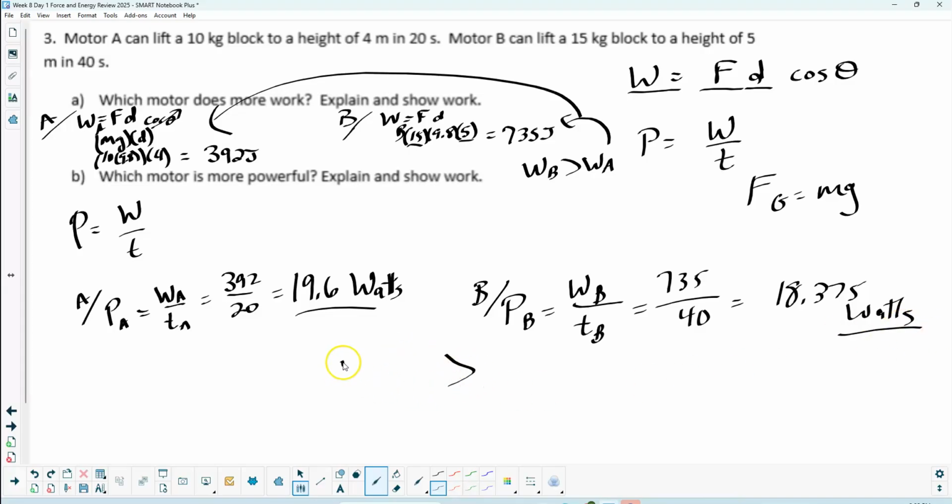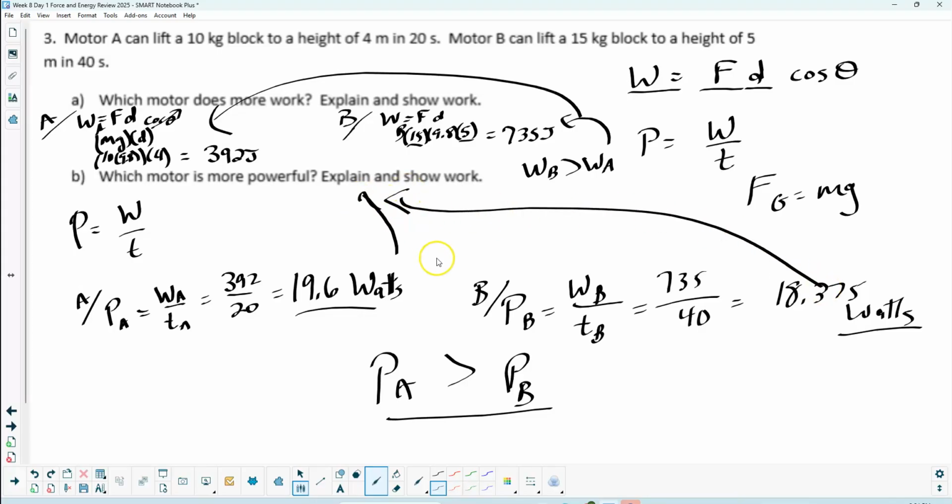So the power for A is more powerful than B. And again, your explanation is basically just doing the calculation and showing your work.